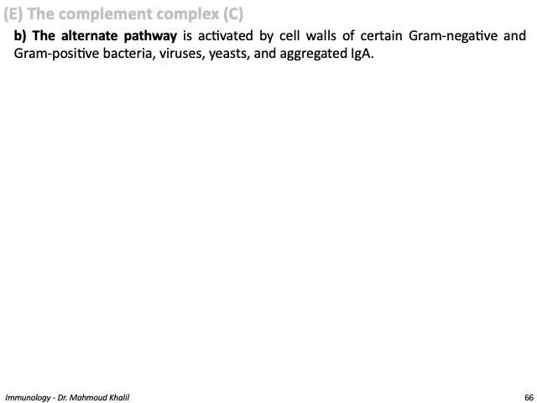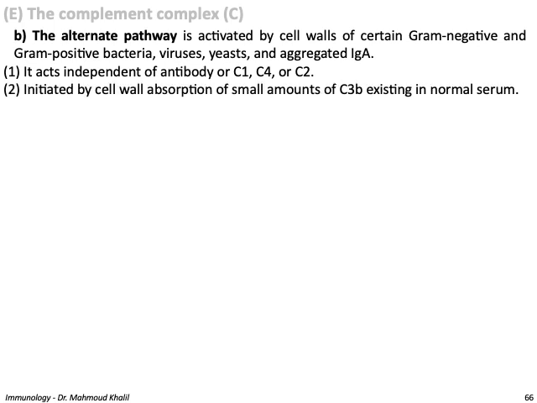While the alternate pathway is activated by cell walls of certain gram-negative and gram-positive bacteria, viruses, yeast, and as well aggregates of IgA. This pathway is independent of antibody, which contrasts with the classical pathway. It is independent of C1, C4, and C2 as well. It is initiated by cell wall absorption of small amounts of C3b, so it needs a small amount of C3b existing in normal serum.